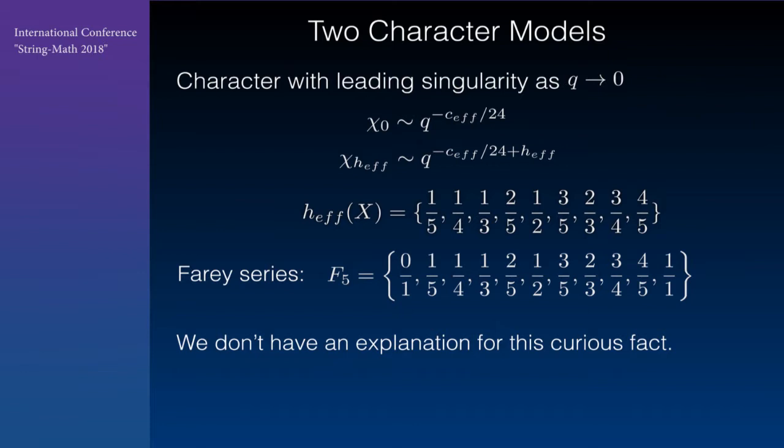So the Farey series is the ordered set of rational ratios with a maximum denominator 5. Maybe this should be thought of as a kind of trivial theory, and maybe this is affine E8, which is one character. But anyway, this is a curious fact.